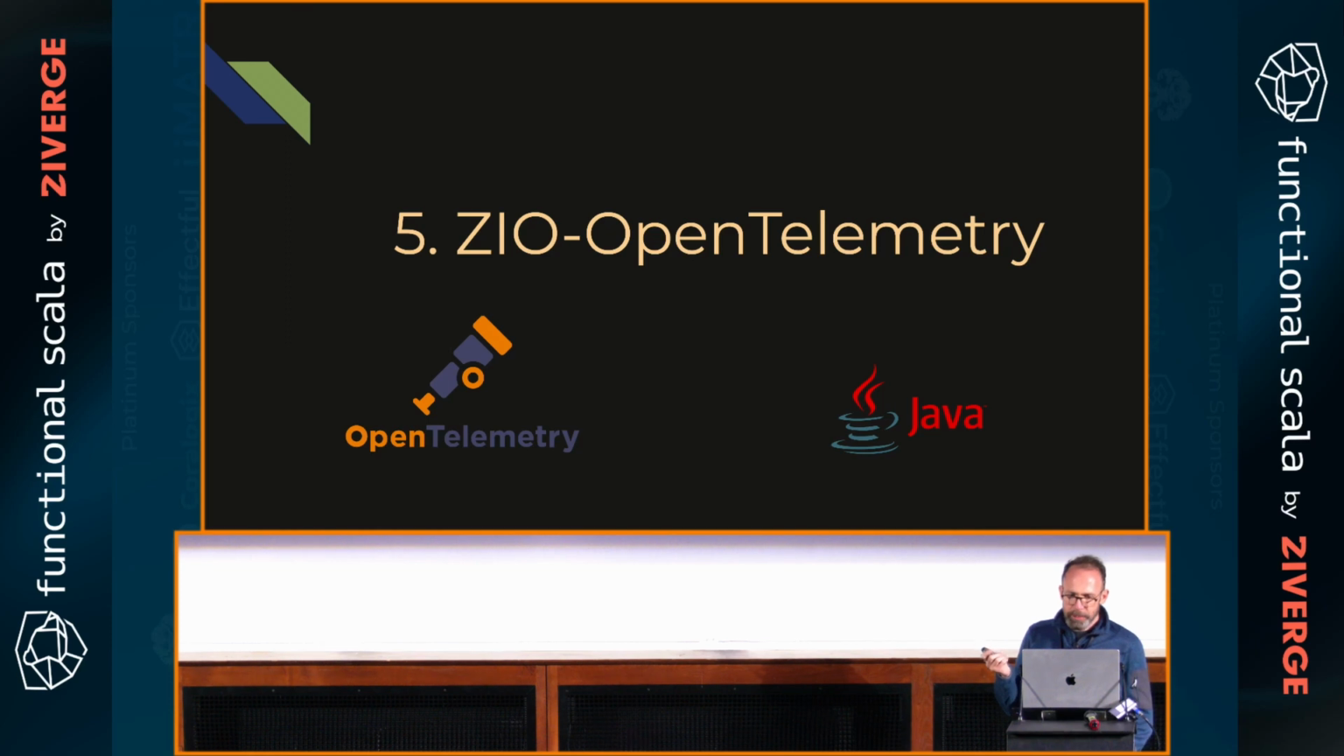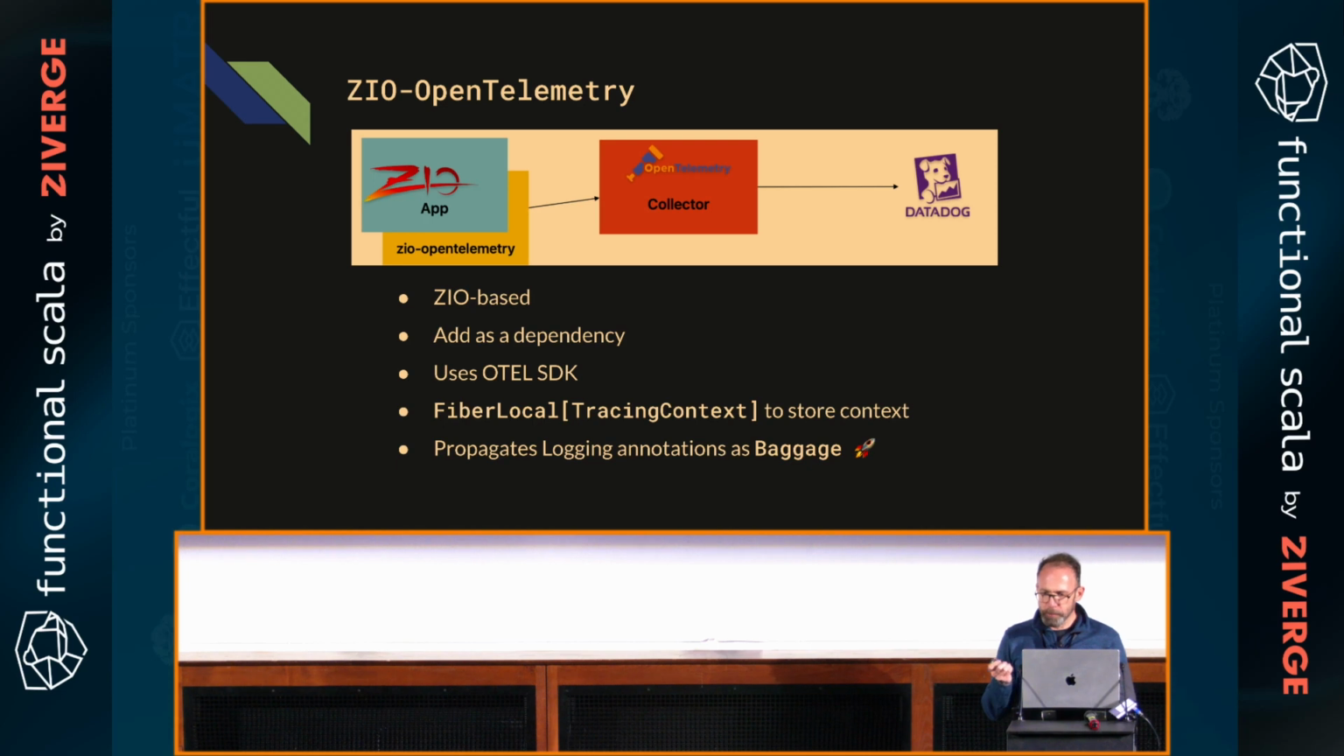So to have this in place, we will use a library, ZIO-Telemetry, which is fully ZIO-based. You add it as a dependency to your application. It depends on the OpenTelemetry SDK. It uses fiber locals to store the tracing context. And it gives us, for free, the propagation of logging annotations. You remember that logging annotations are not by default propagated. If you use this, they get propagated automatically across services.